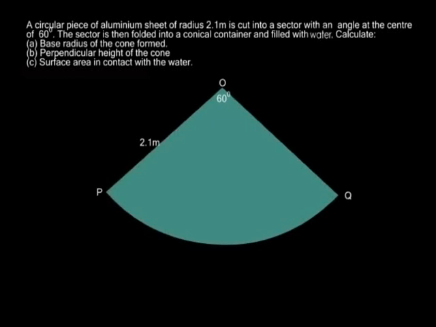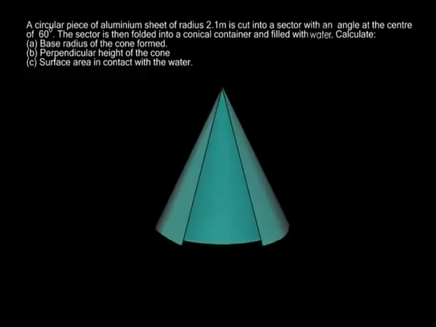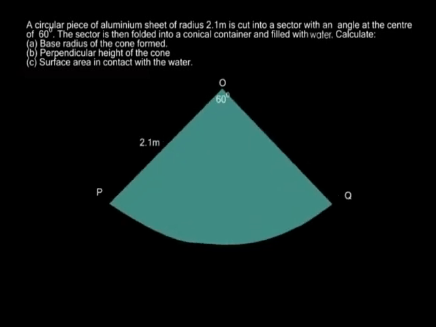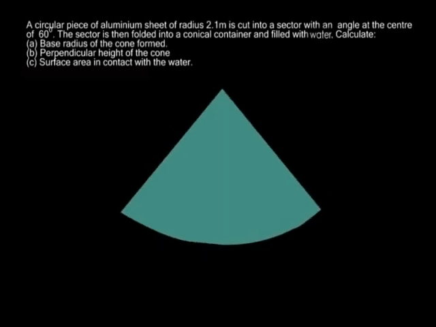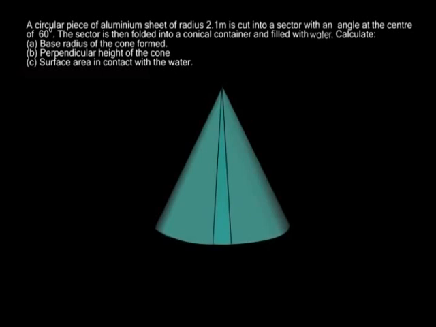Radius is 2.1 meters. It is folded into a cone. And now we need to know the radius of the base. For us to be able to know the radius, we need to know the circumference of the base. Look at the folding again. In this sector, the curved length PQ is called the arc length. If you look at the folding, you will notice that the arc length is the circumference of the formed cone, right? So we just need to find the arc length PQ.